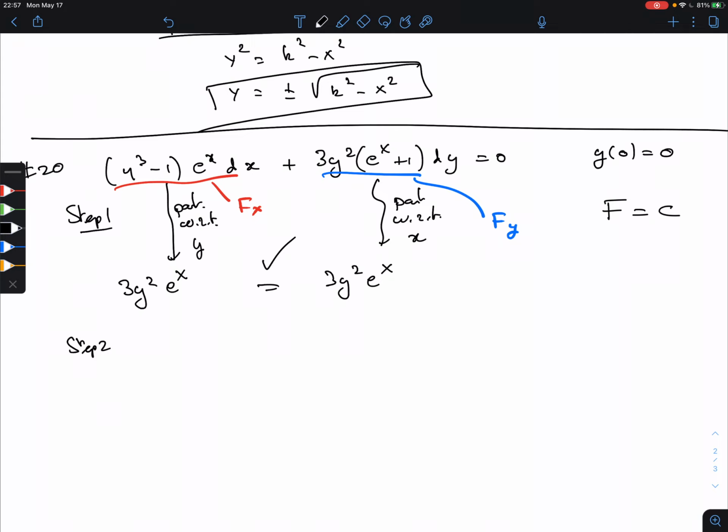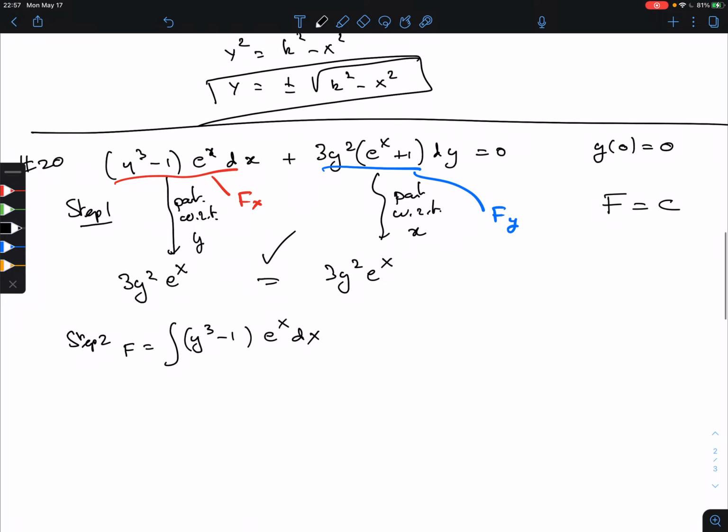When it comes to finding f, we know that this is the partial with respect to x, and we want to undo this operation. Undoing the derivative is an antiderivative, integration. So now this is perhaps even easier to integrate with respect to x, so let's just do that. I'm going to say f is the partial antiderivative of this.